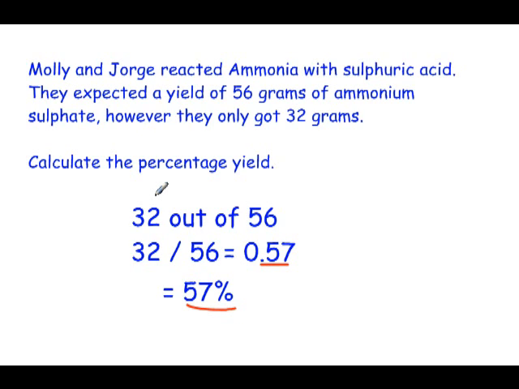So very simple, calculate percentage yield. You get X amount out of what you would expect. It's always less than you would expect. And then you can do the calculation. You get this value here, which is a decimal fraction, and then you can convert that into a percentage by multiplying by 100.